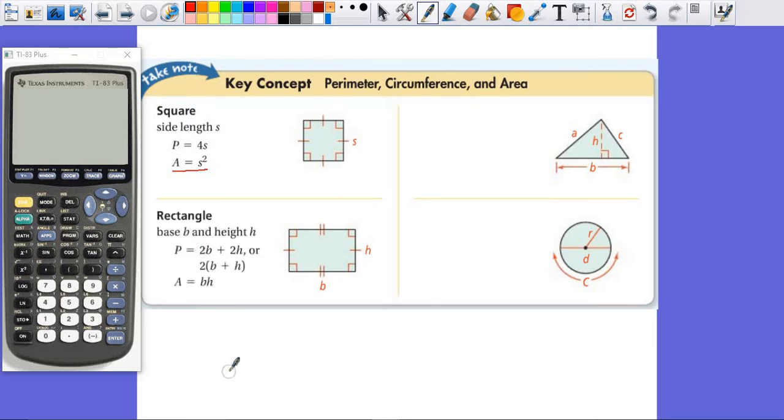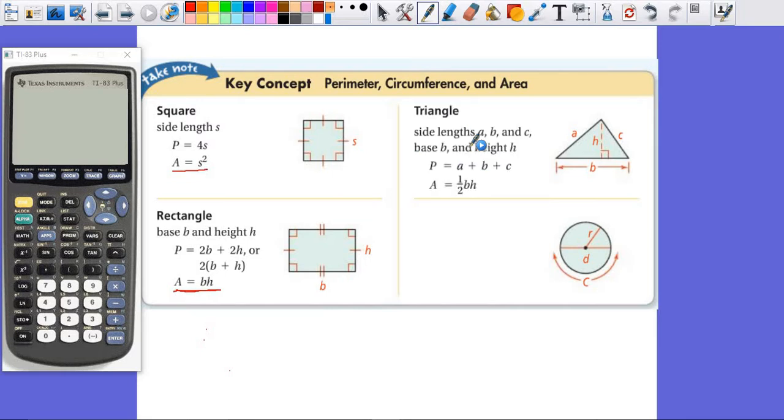So for the rectangle here, you have a base and a height. A square and a rectangle are essentially the same formula. It's just in a square, it has all 4 sides the same, so you don't have to worry about base and height part. Again, perimeter, don't worry about too much because that's just adding all the sides together, okay?